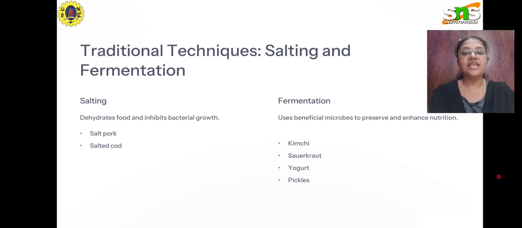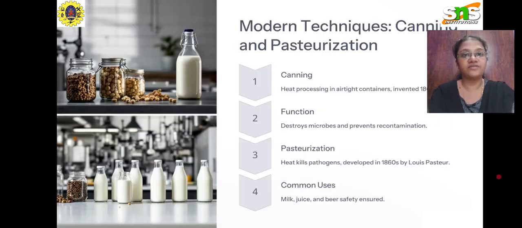So we can see in our households, we are using the fermentation technique for the preparation of yogurt, pickles, and also kimchi or sauerkraut, and many other examples are there for the process of fermentation.